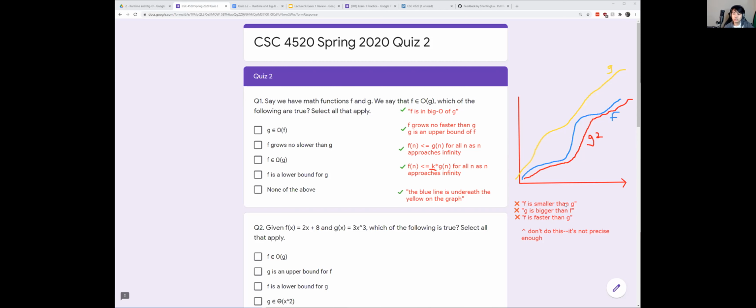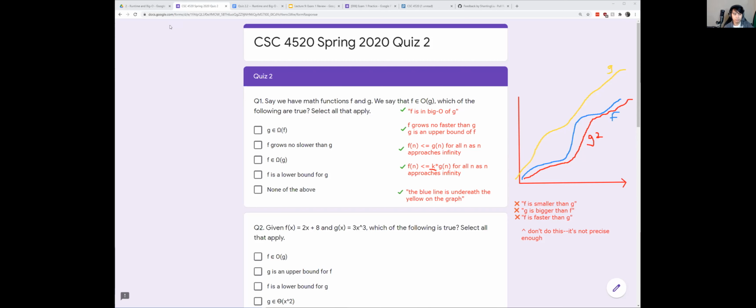But if you say that f is smaller than g, or f is bigger than g, or f is faster than g, and all the other variants that I've seen in the quiz 2 submissions, you'll not get full points. It will be something where the precision of your statement isn't accurate enough, or it's not close enough.